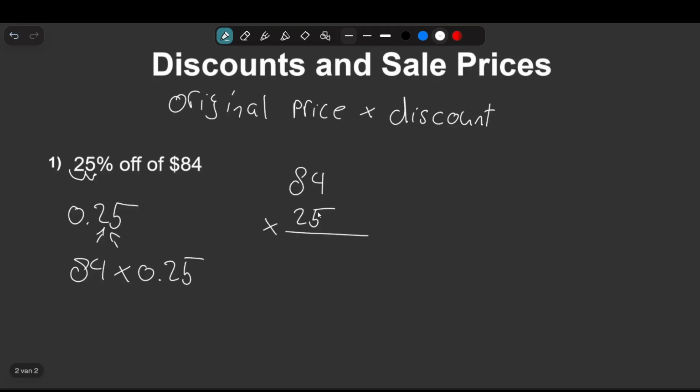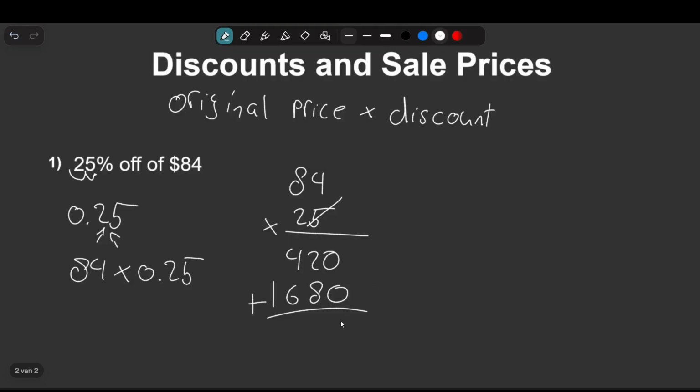So the first thing we're going to do is 5 times 84. 5 times 84 equals 420. Now we can cross this 5 off and go to our 2. This 2 has a value of 20, so we are going to multiply 20 by 84. So 84 times 20 will equal 1,680.